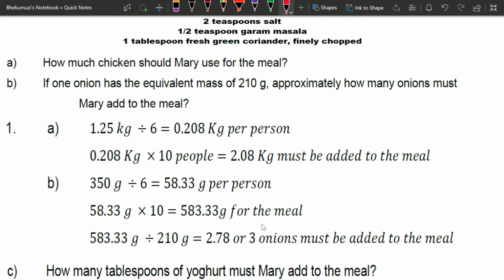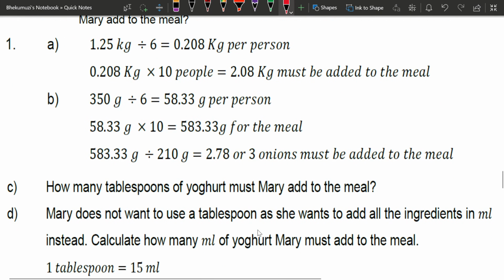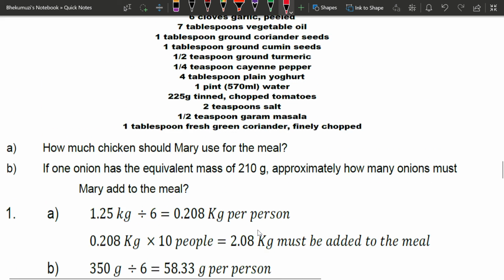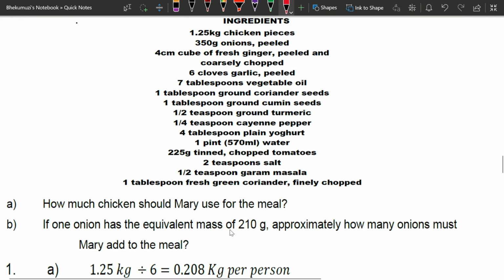Okay. And then the next two questions that we look at, we're going to look at a bit quicker. How many teaspoons of yogurt must Mary add to the meal, right? And again, with these questions, I'd like for you to stop the video wherever you want to try it out on your own, and then let it play, so that you can try out some of the things on your own, right?